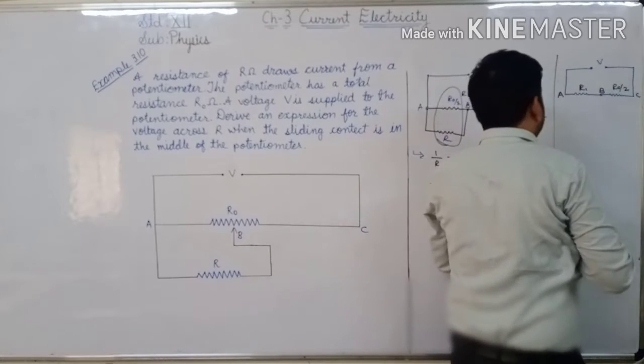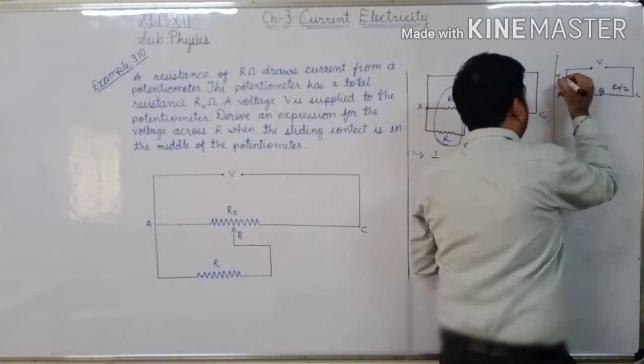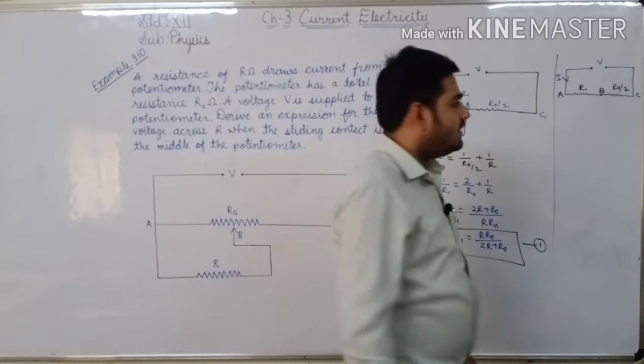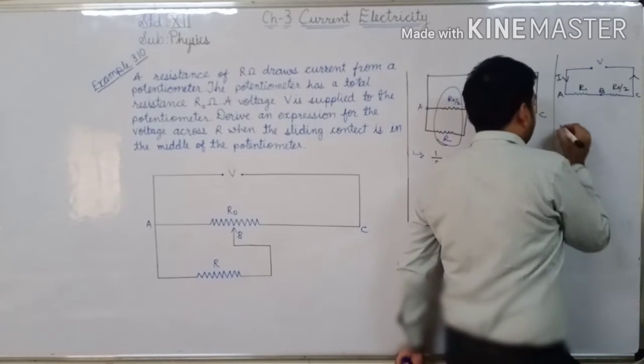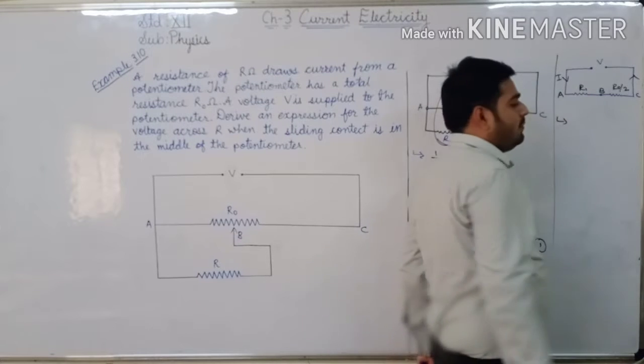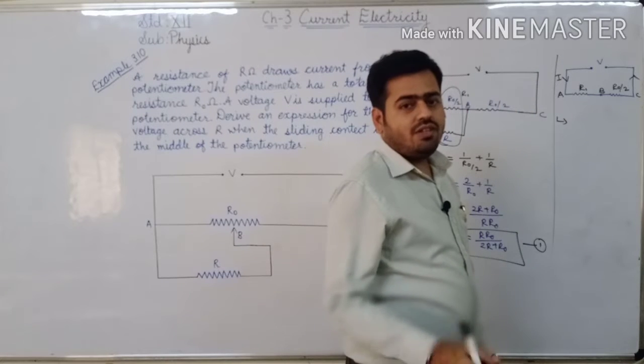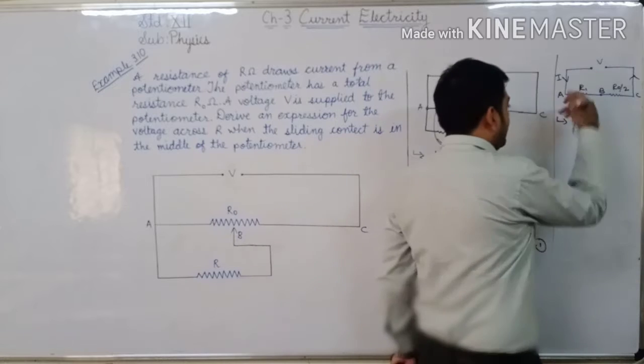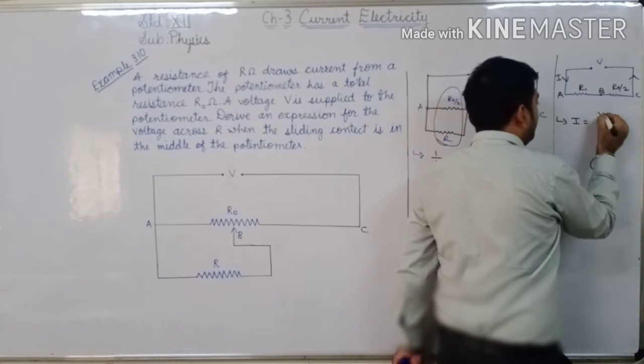And current flowing through the potentiometer, that is I. कितना करंट फ्लो हो रहा है? I. Now easily we can find the value of electric current. I is equal to V by R. लगा लो. I is equal to V by total resistance.